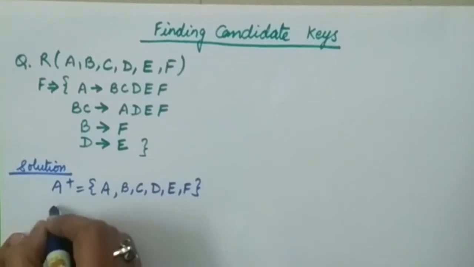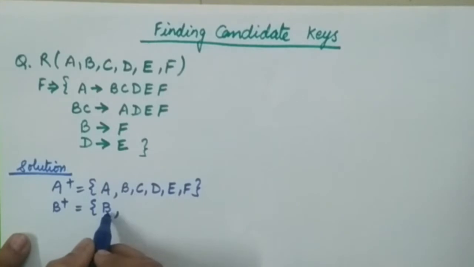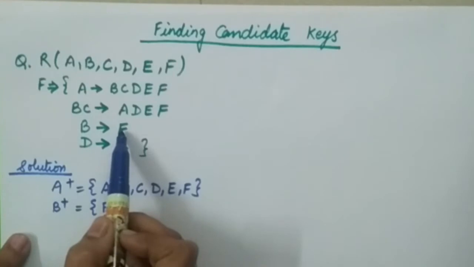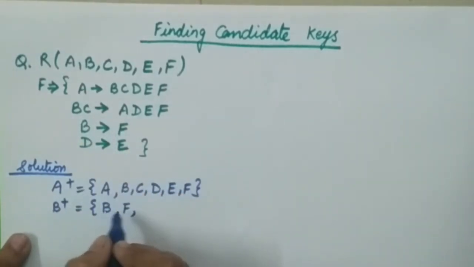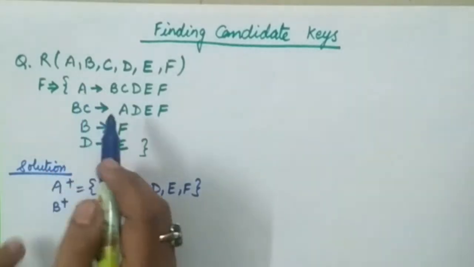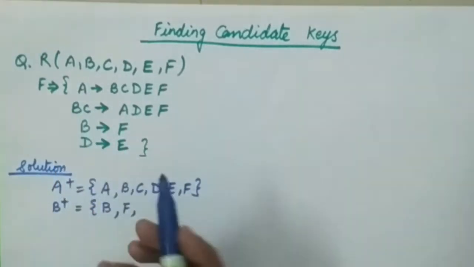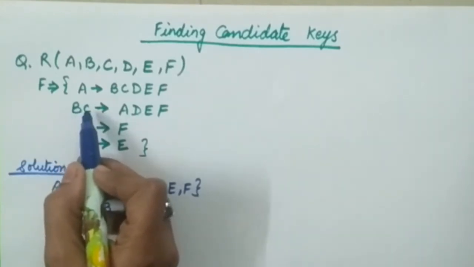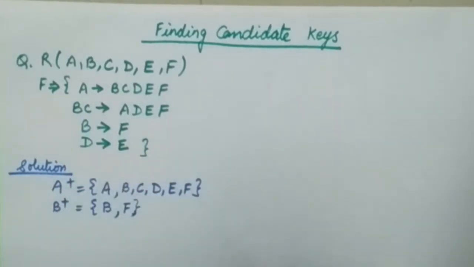Now let's find the closure of B. B can determine itself. Now from B, can I reach any other attribute? Yes, from B I can reach F. So I will write F here. Then from F, can I reach any attribute? No, there is no F on the left hand side. From B to F, this we have already done. But here B, C is there, but I do not have C here. So this closure ends here.